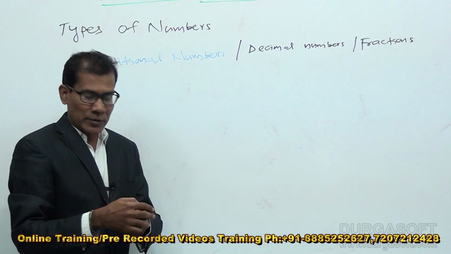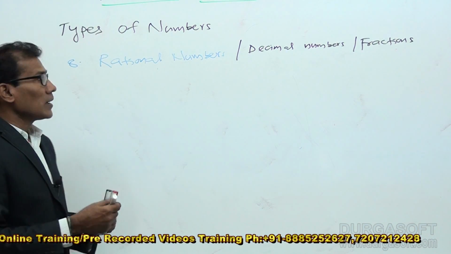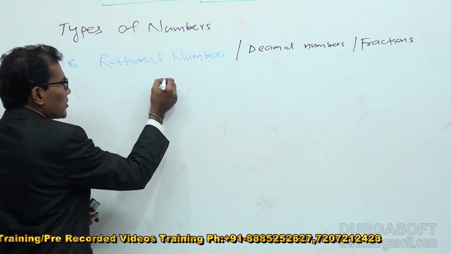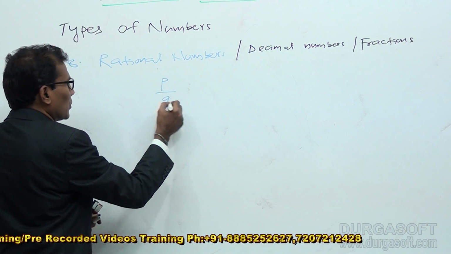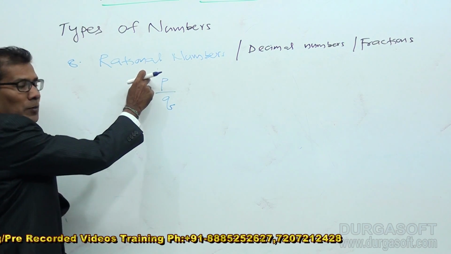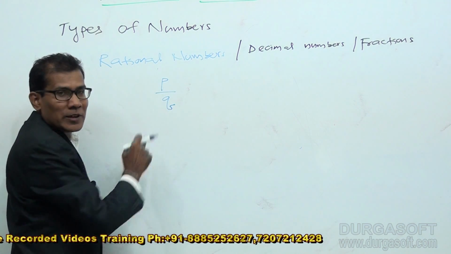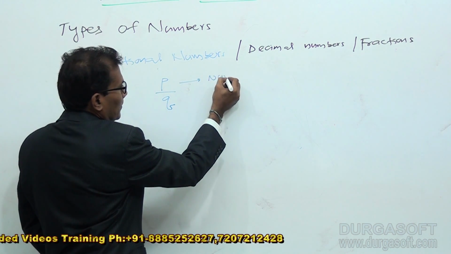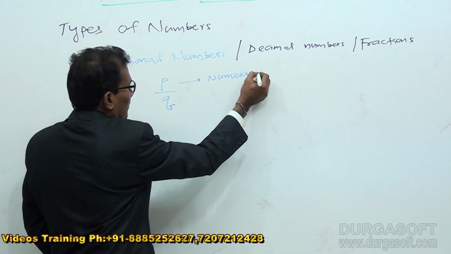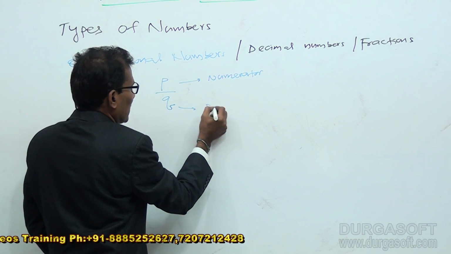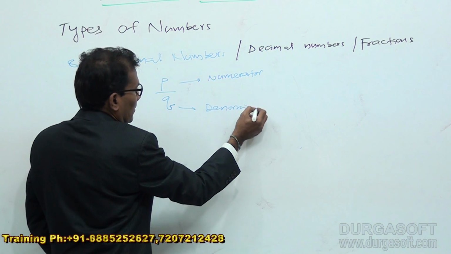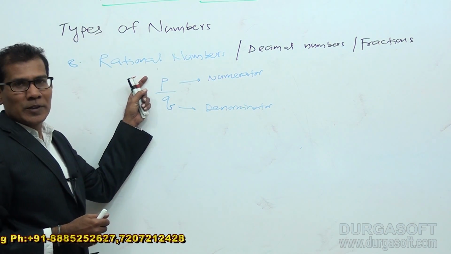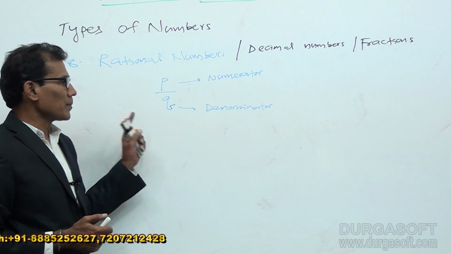We learn a little bit more concepts on the rational numbers. When we write a rational number in P by Q, what is this top number P called and what is this bottom number Q called? Here P is called numerator and the Q is called denominator. The top number is called numerator and this below number is called denominator.